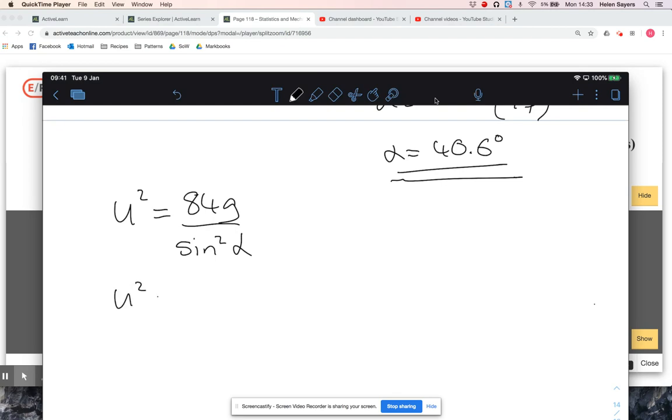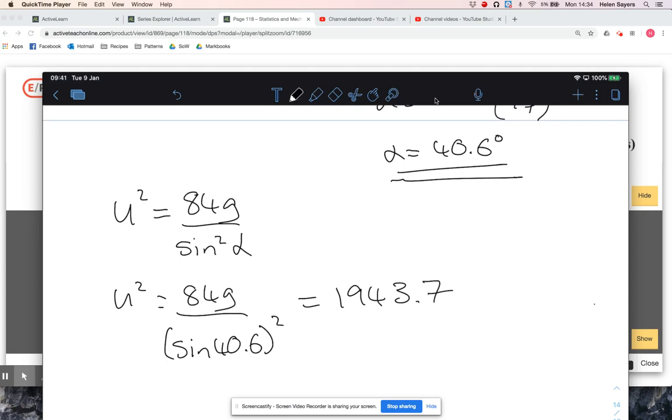So u squared is 84g over sine squared alpha, and I haven't actually cleared this angle from my calculator, so I won't use any rounded accuracy. Just be careful when you're typing that in though. So I'm going to get sine of the angle as a separate answer and then square it, and then do 84 times 9.8 and then divide it by that previous answer. I didn't clear any of that from my calculator as I was going. Again, I'll write it down as 1943.7, but basically I won't clear it.